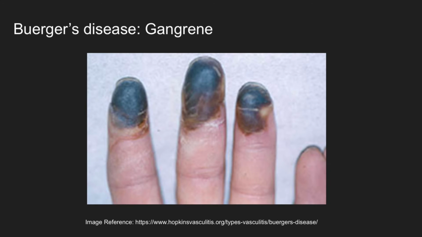This is an example of Buerger's disease that was left untreated for a period of time. This is what gangrene would look like due to Buerger's disease.